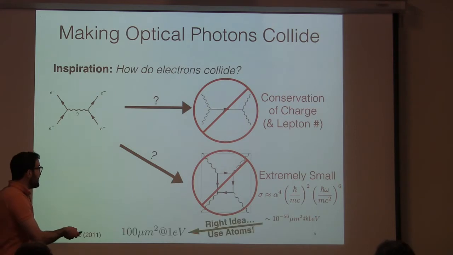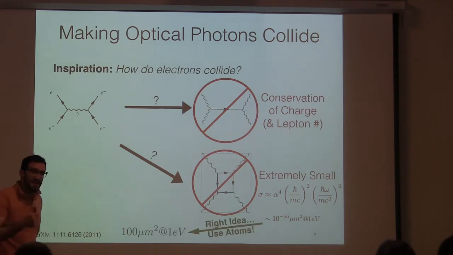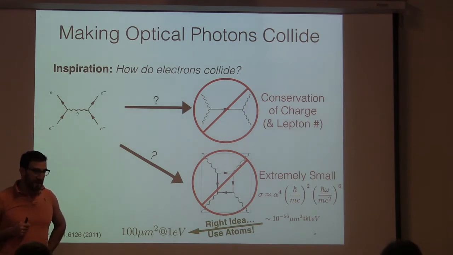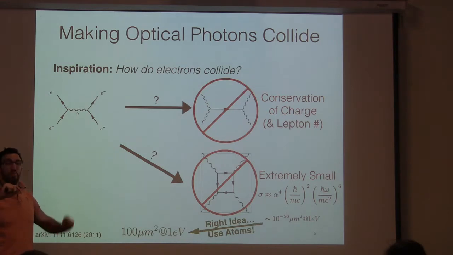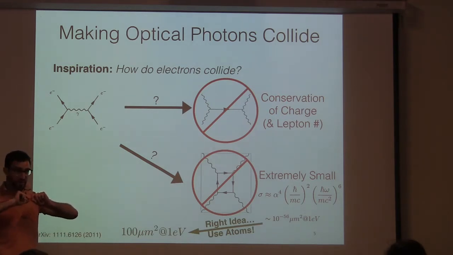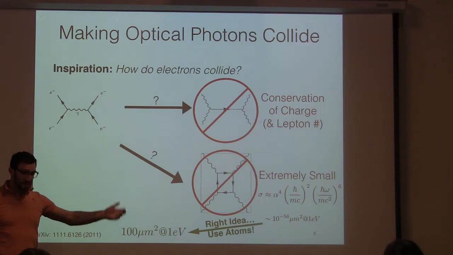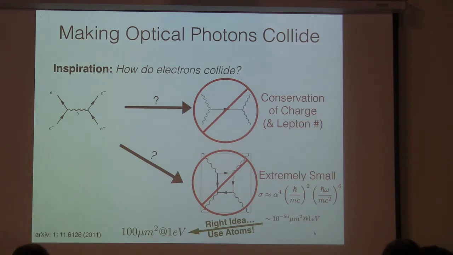What we need is some kind of excitation that essentially costs us zero energy. So, instead of using electrons, we'll use atomic excitations. We will absorb the photon with an atom which is resonant, let the atoms interact with each other, and then re-emit the photons. And this will give us our collision.